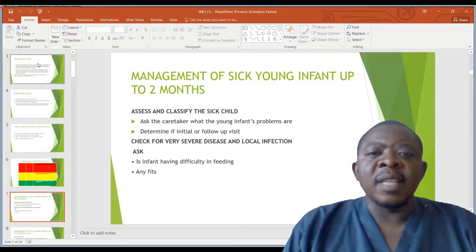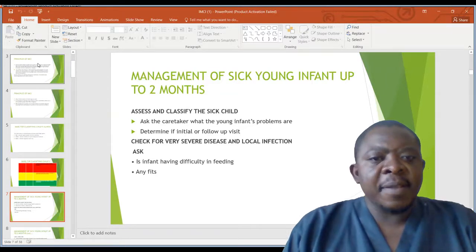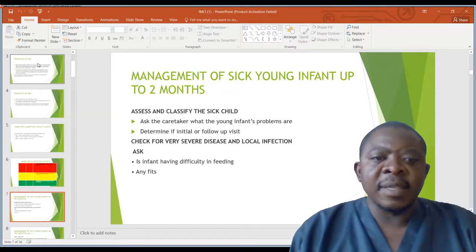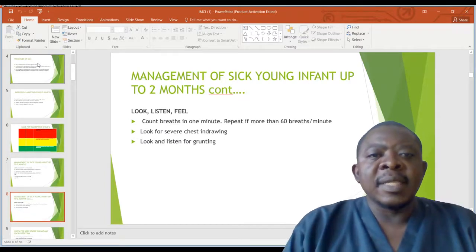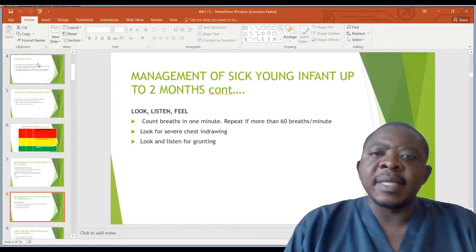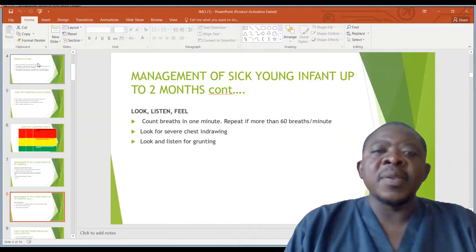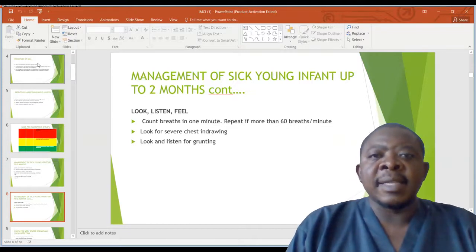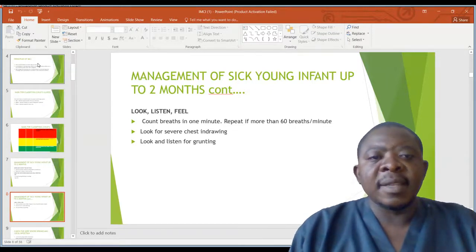Then you can check for very severe disease or local infection by asking if the infant is having difficulties in feeding or is having any fits. You can look, listen, and feel, that is, by counting breaths in 1 minute. Repeat if more than 60 breaths per minute. Then you can also look for severe chest indrawing and look and listen for grunting. So this can be done in the management of IMCI.